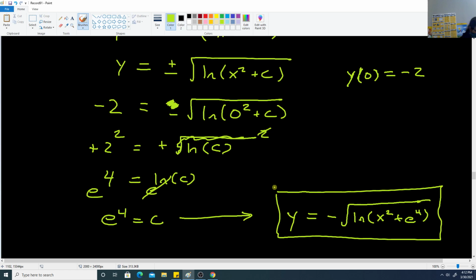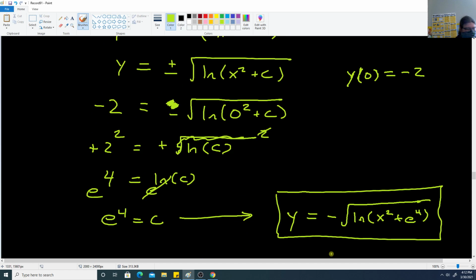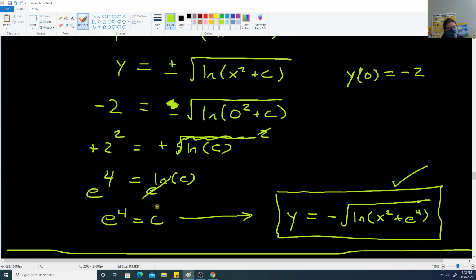Let me check that one against the back of the book. That was problem 31. I just want to verify that I haven't made a mistake. Let's see. Yeah, and we're good. That checks out, it is exactly what they got in the back of the book. So this is one of your homework problems. This is the type where you find a particular solution.